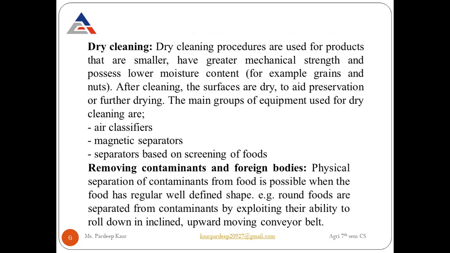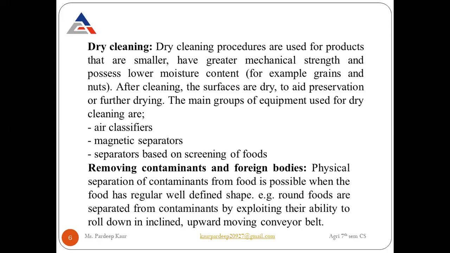Next is dry cleaning. In dry cleaning, the procedures are used for products that are smaller, that have mechanical strength and possess lower moisture content. So in dry cleaning, only those products are cleaned that are smaller in size or have great mechanical strength and possess lower moisture content, for example, grains and nuts. After cleaning, the surfaces are dry, which aids preservation and further drying. The main groups of equipment used for dry cleaning are air classifiers, magnetic separators, and screening of food. So there are three types of equipment that are used in dry cleaning of various kinds of food products.